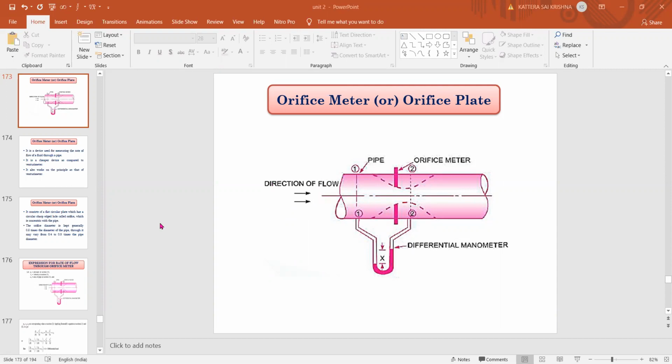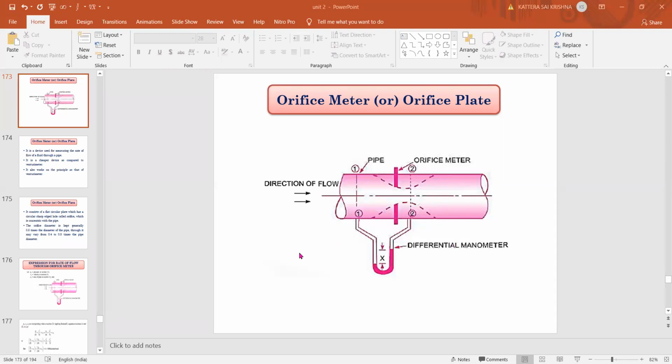If you see at the orifice meter, the diameter of the hole is very small compared to the pipe. So automatically the water will flow with a high velocity here, and then it will come out after that and flow constantly. Here we are going to consider two sections, 1 and 2, and we are going to find the equation for the discharge.